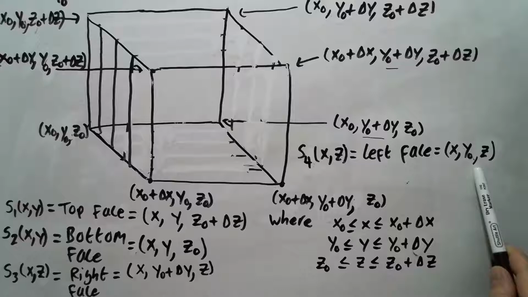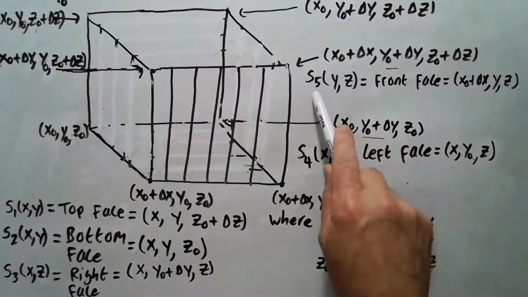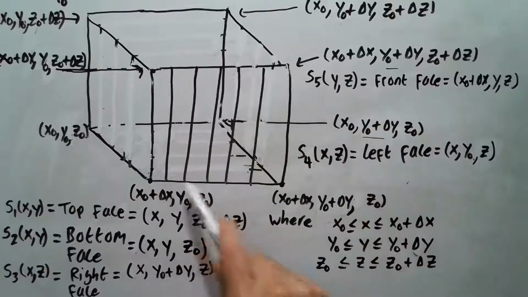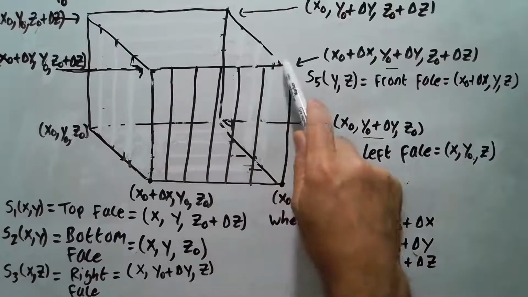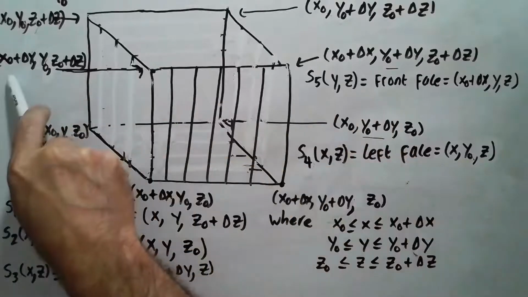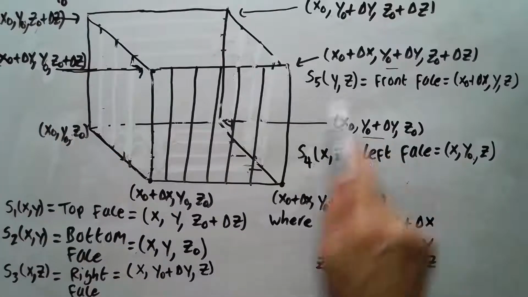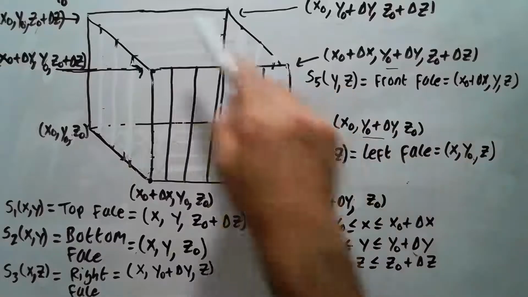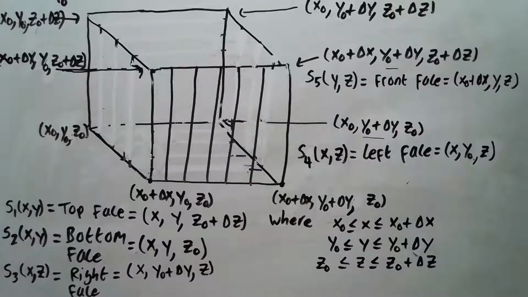And now let's do the last two faces. Okay, so let's keep going. Let's call S5. It's going to be a function of y and z. The front face. So notice on the front face, these four vertices here, they all have the x0 plus delta x. So that's constant in all those. And the y and z can vary. So like this. And lastly, let's do the back face.